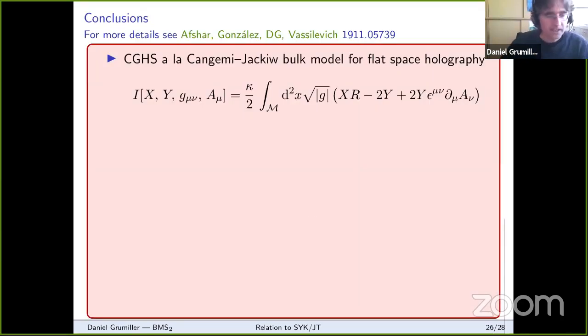Okay, so I think I'm essentially out of time, so let me conclude here. For more details, just look at the paper. So this is just the main bullet point.